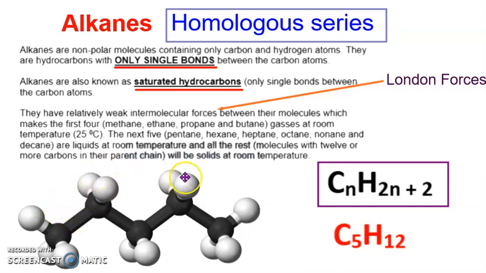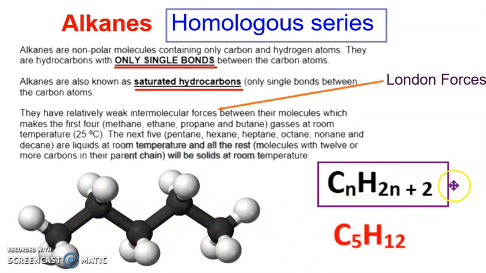Now, if we have a look at this molecule over here, the gray circles, or we call them the gray balls, this is a ball and stick model. So the balls, which are gray, are carbons, and the white ones are the hydrogens. And if we count them, we get 5 carbons.